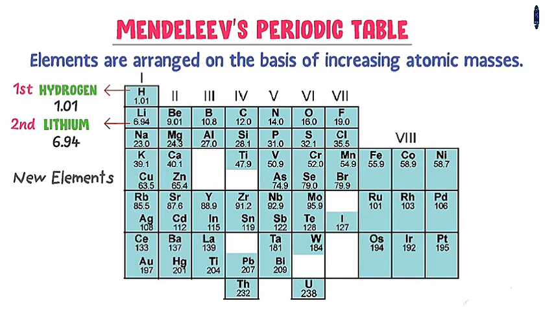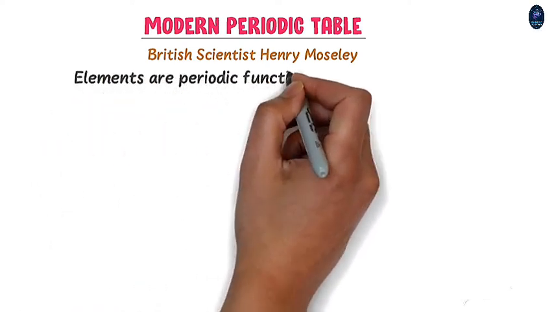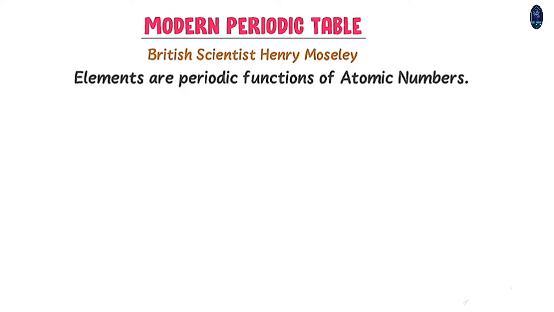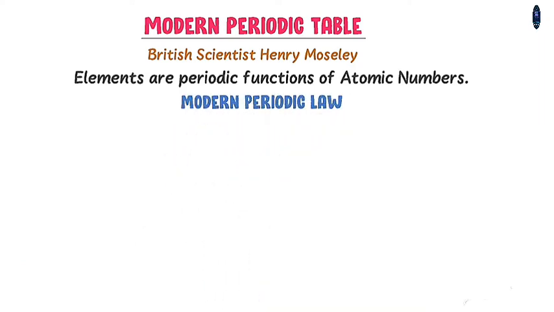Later, when new elements were discovered, like noble gases or isotopes of different elements, it was difficult to place them in the Mendeleev's periodic table. So then scientists formed the modern periodic table. It was British scientist Henry Moseley who formed the modern periodic table. He found something very interesting. He observed that elements are a periodic function of atomic numbers. He called this the modern periodic law, which you will learn in this lecture.